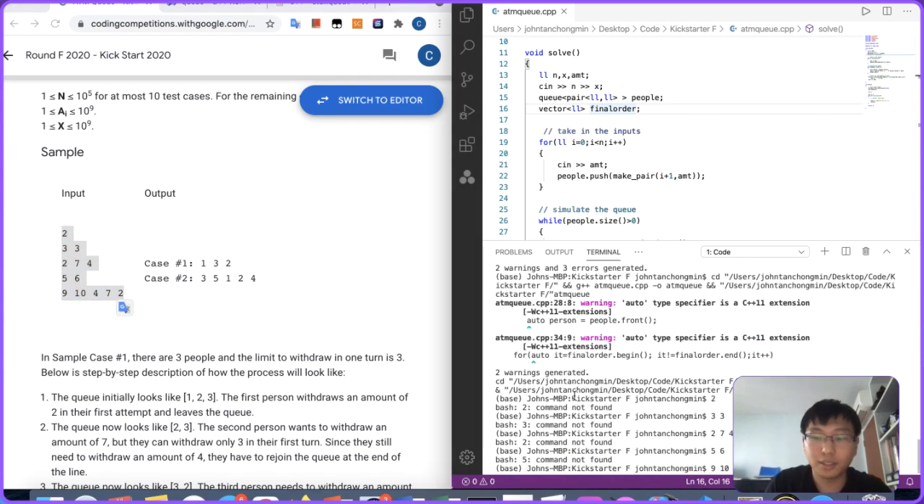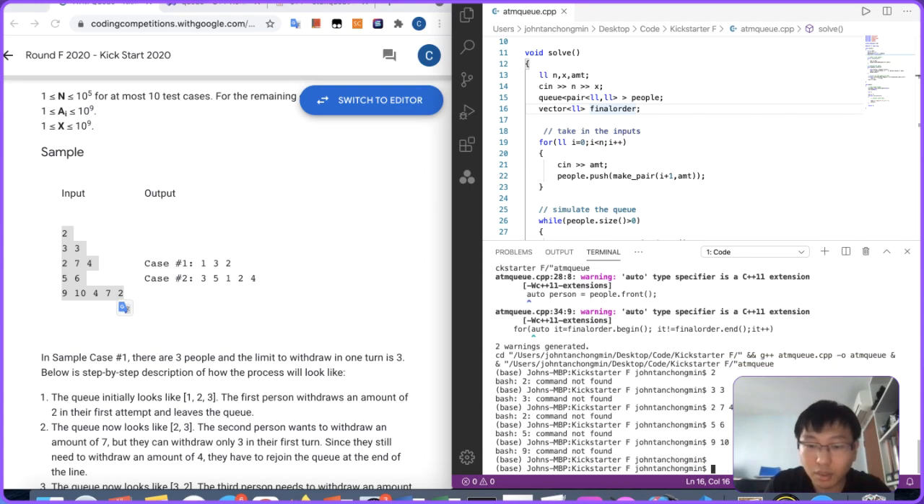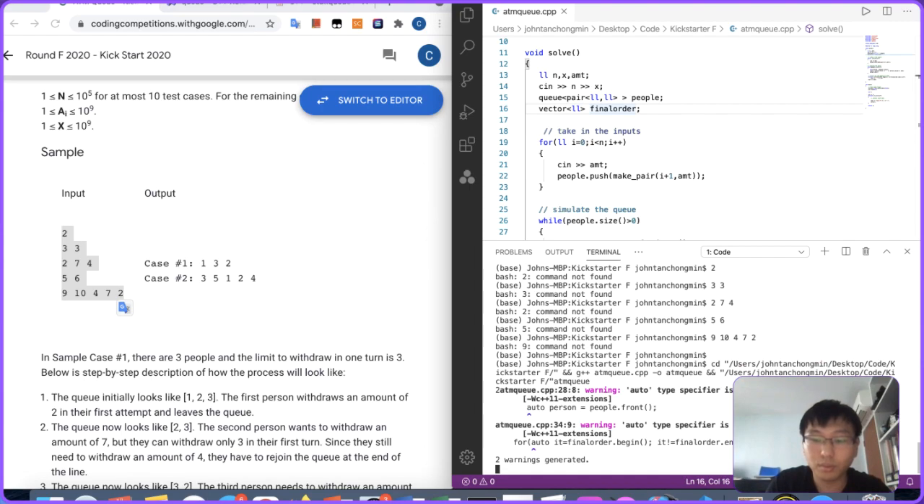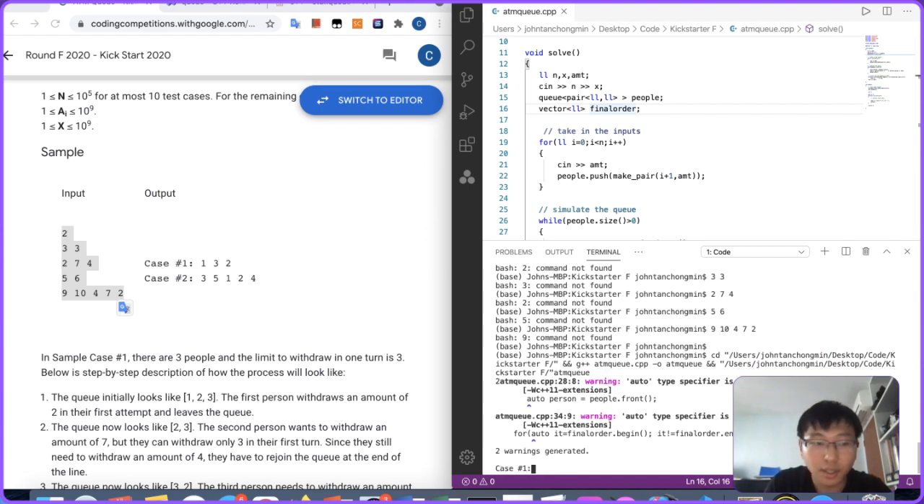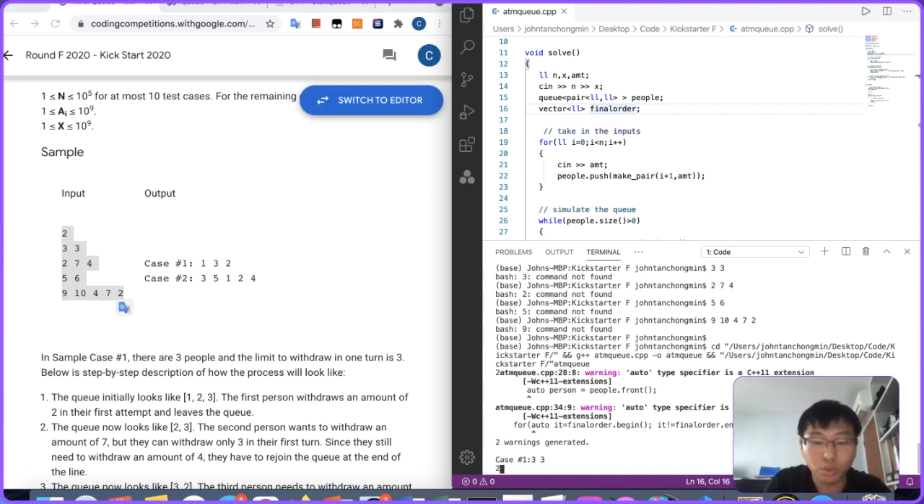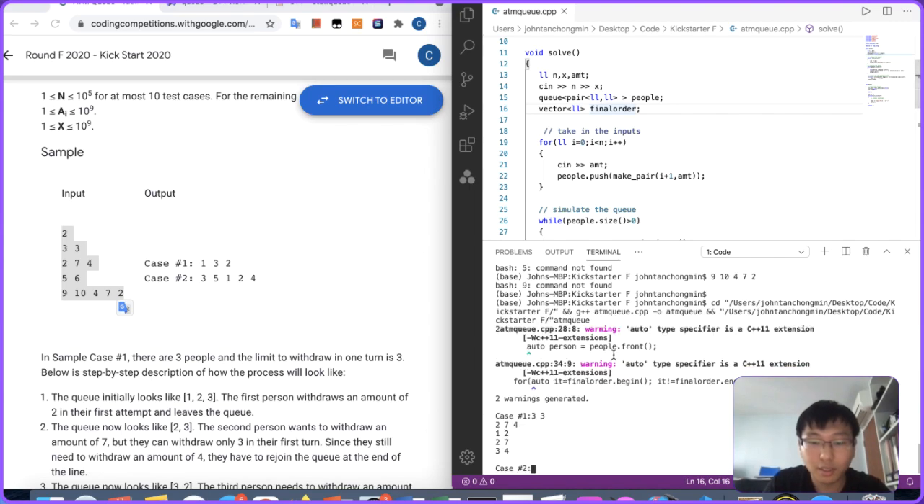Let me just copy and paste this thing here. Okay, command not found. All right, let's try again. Case 1, 3 3 2 7 4. So it should print out: number one person is two, number two person is seven, number three person is four, and that's correct.